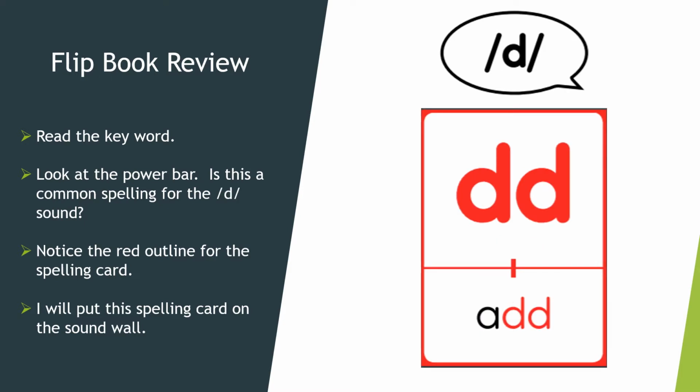Take a look at these letters. These are the letters DD. DD says D. Say D. Read the keyword. This keyword is add. Take a look at the power bar.